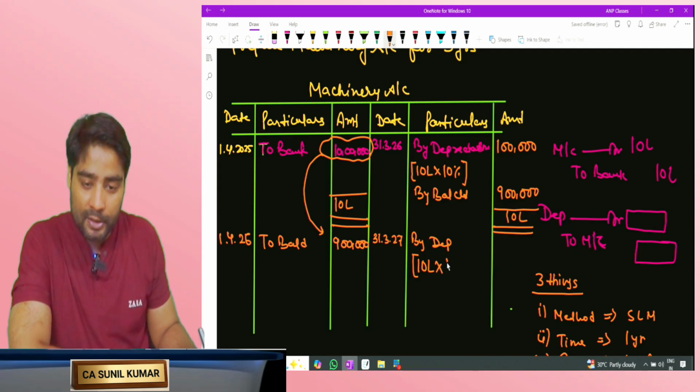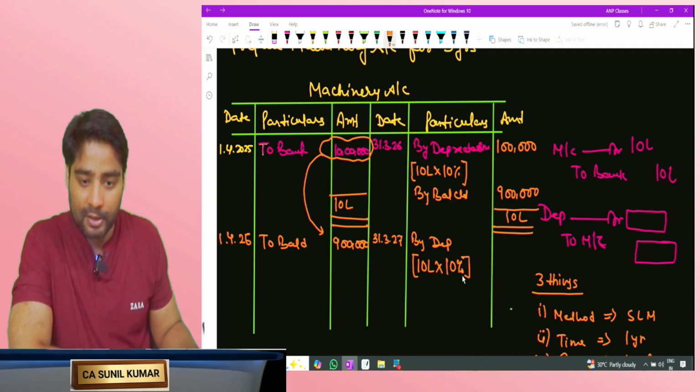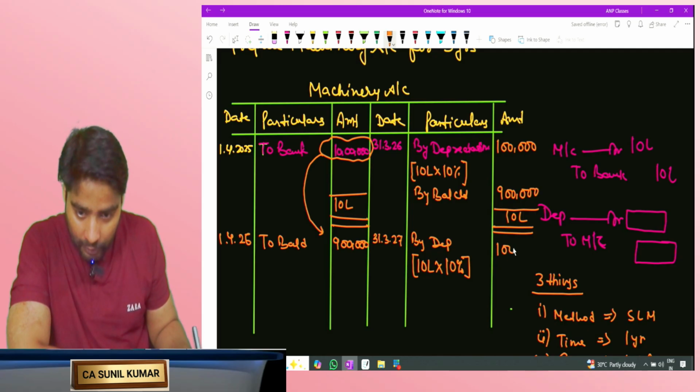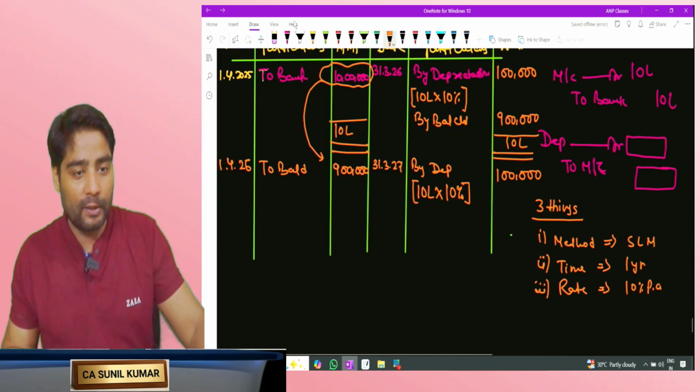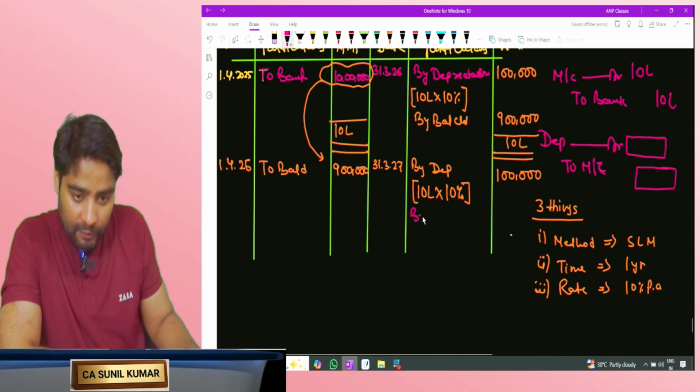Multiply. What is the rate? Sir, rate is 10%. And what is the time? Sir, time is whole year. So it will be 1 lakh rupees. Simple.